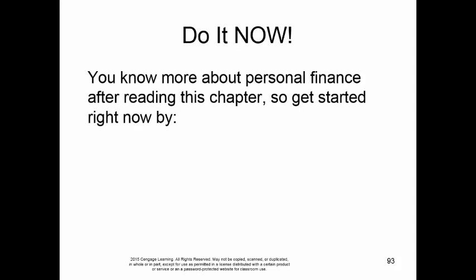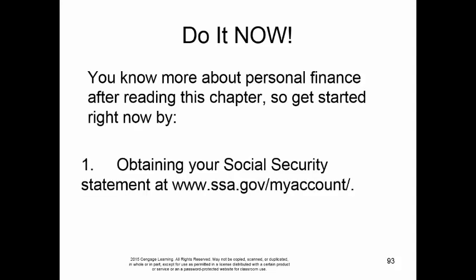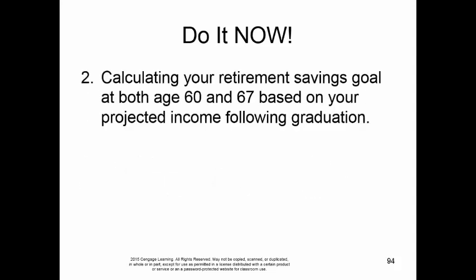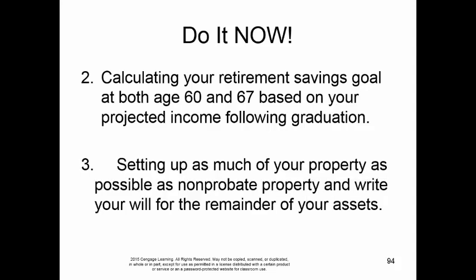So do it now. Obtain your Social Security statement from www.ssa.gov/myaccount. Calculate your retirement savings goal at both 60 and 67 based on your projected income following graduation. Set up as much property as possible as non-probate. Write your will for the remainder of your assets.